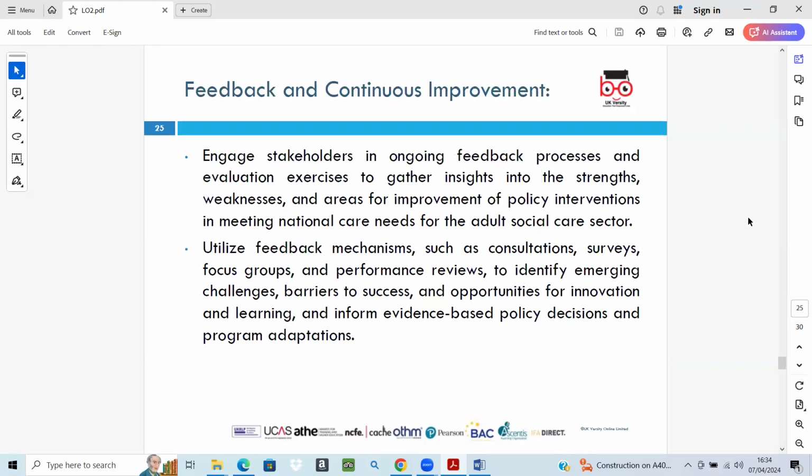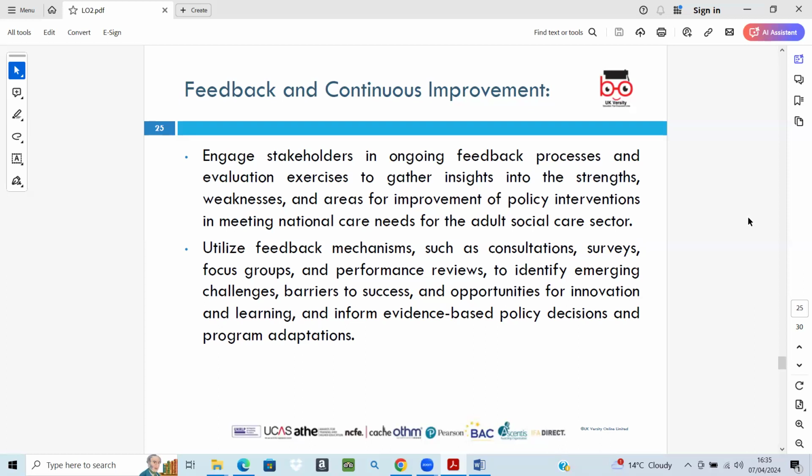Then what we have next is feedback and continuous improvement. For that, what we always do is stakeholder engagement. We identify key stakeholders involved in or affected by the adult social care policy, including service users, care providers, policymakers, and regulatory bodies. We always identify them and look for betterment. Then we develop effective communication channels to engage stakeholders in the feedback process, such as regular meetings, surveys, focus groups, and online platforms to gather their perspectives and insight.